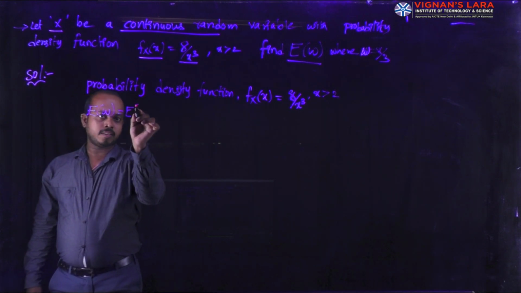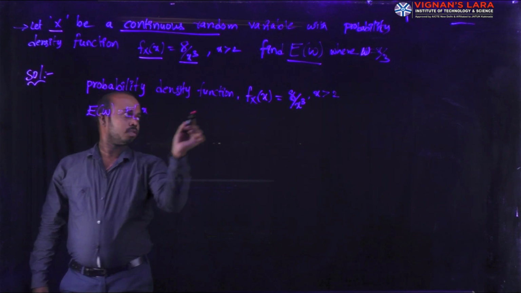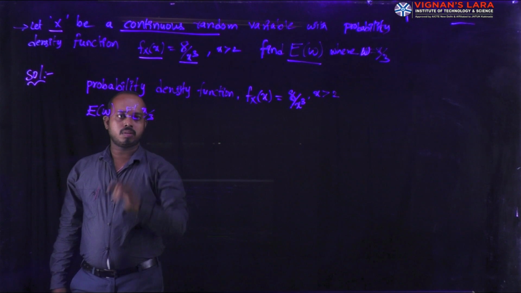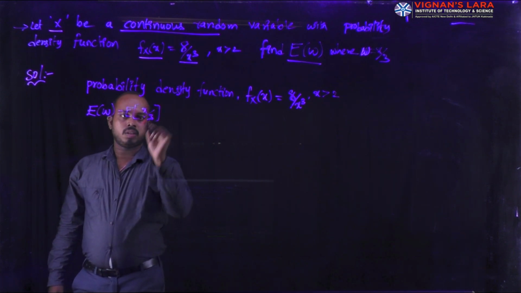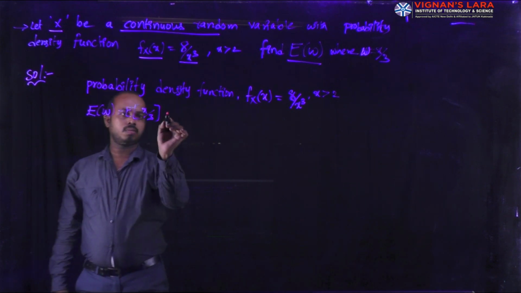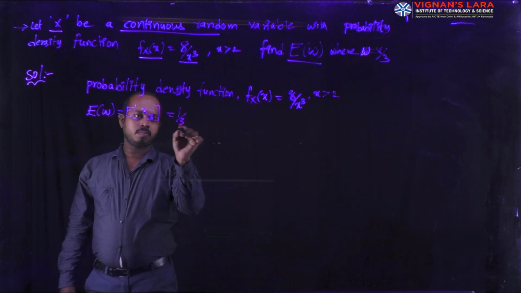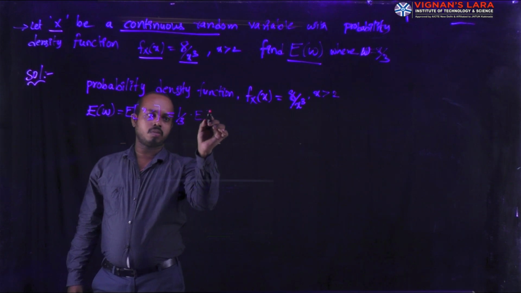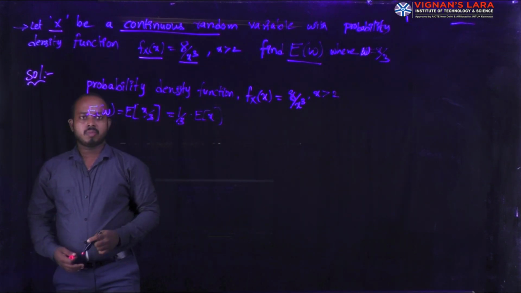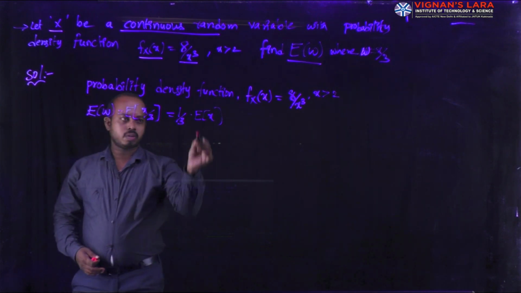The expectation of W is equal to, what is the value of W? We have X by 3. Here X is a variable and 3 is a constant. That's why we can write 1 by 3 into expectation of X. In this problem we need to find the expectation of X.